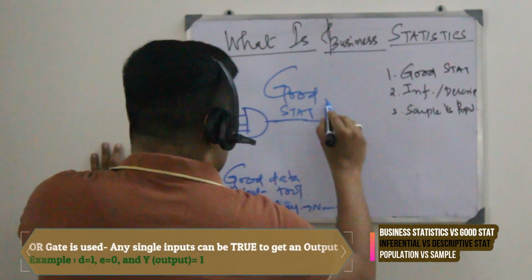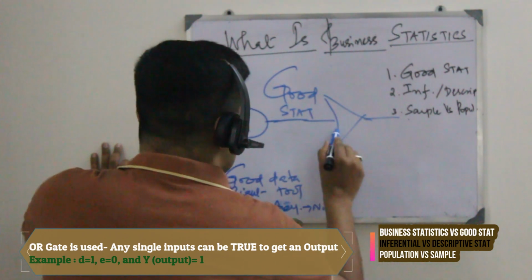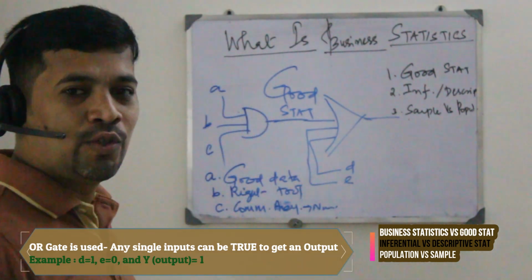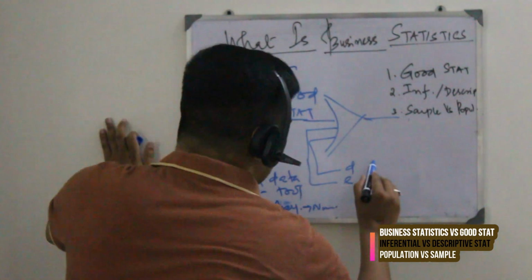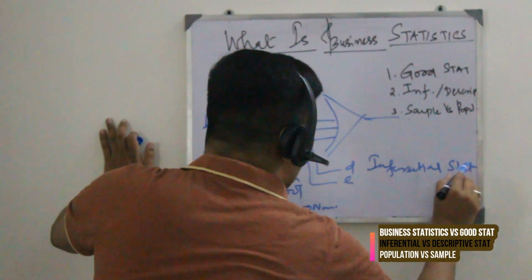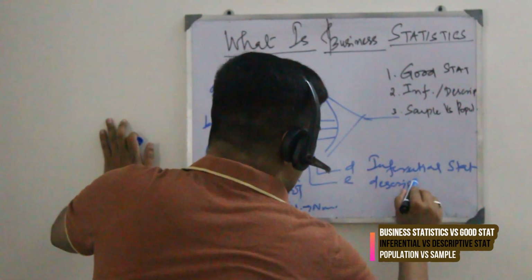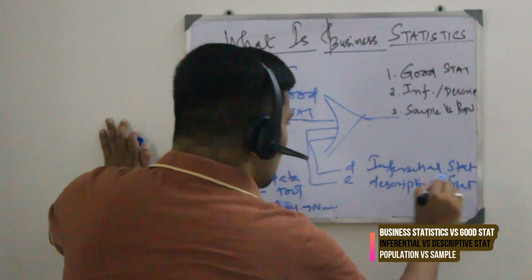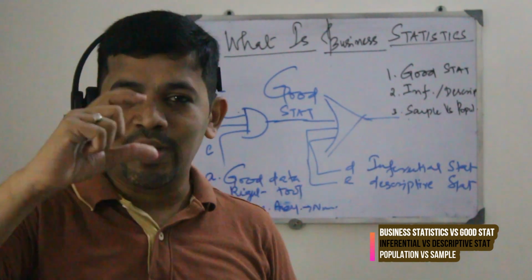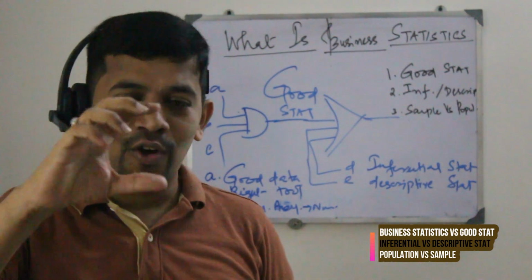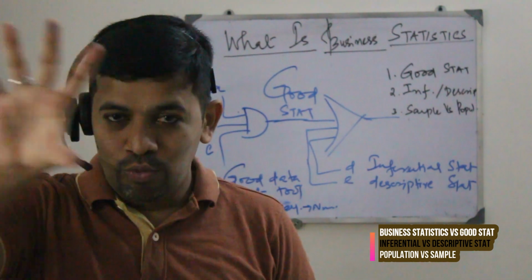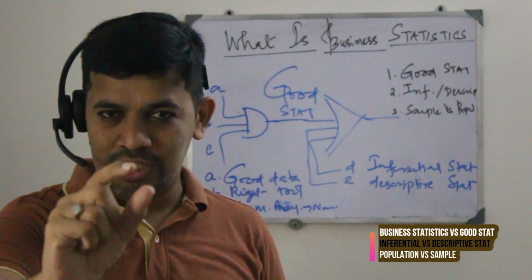From the good statistic, let's do it R game, right? So again, it has two things. Maybe I'll use D and E. There is something called inferential statistic and descriptive statistic. Inferential statistic means from a large data set, you are drawing a conclusion, that is called inferential statistic. That means from the whole data, one conclusion is being drawn.